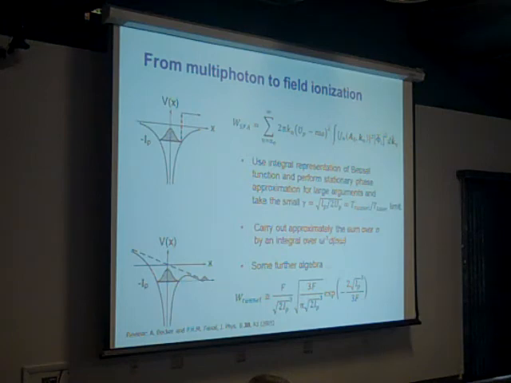So I'll show you here two different pictures. The first one is here, you see the Coulomb interaction, and we consider this as a multi-photon ionization where from an initial state we go into the continuum by the absorption of many photons.